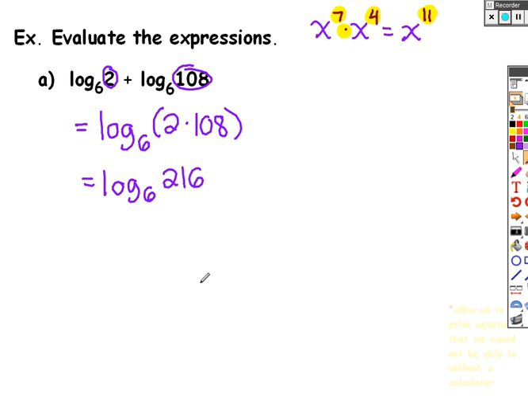Now what does this mean? Well, this means 6 to what power is 216? Well, 6 to the 3rd power is 216. So by combining these into one logarithmic expression, I can actually end up evaluating the sum of these logs.